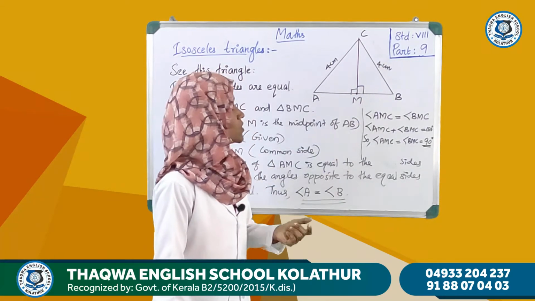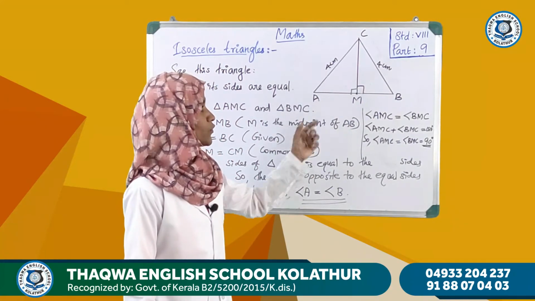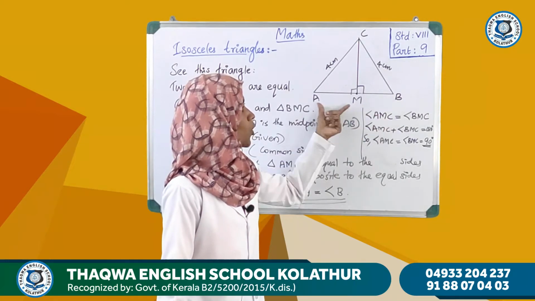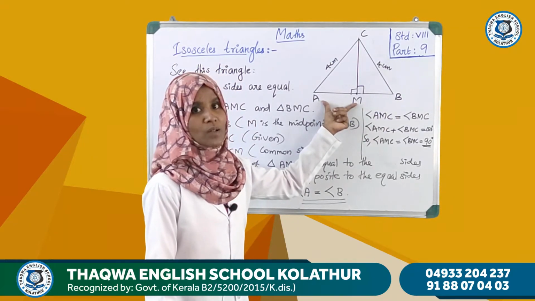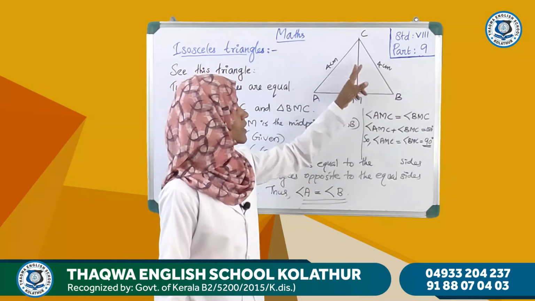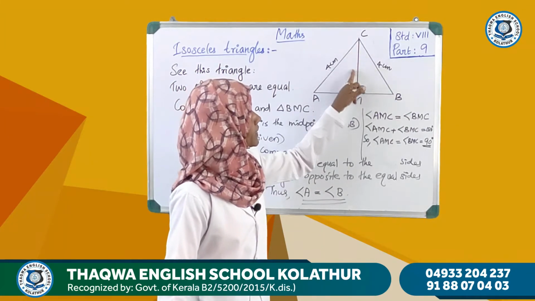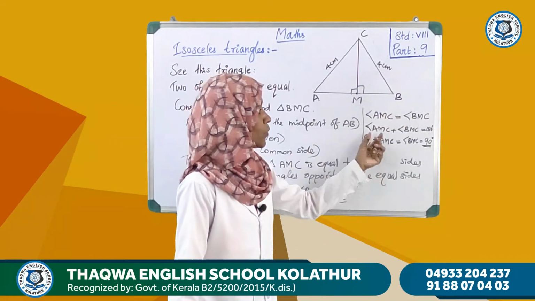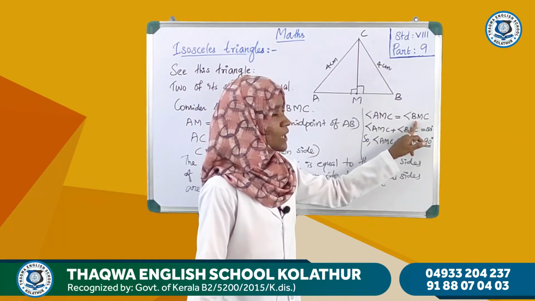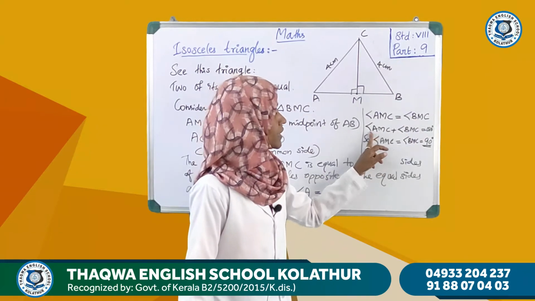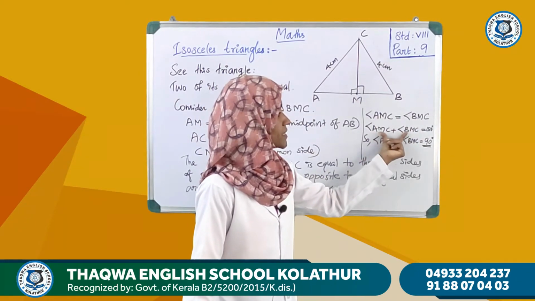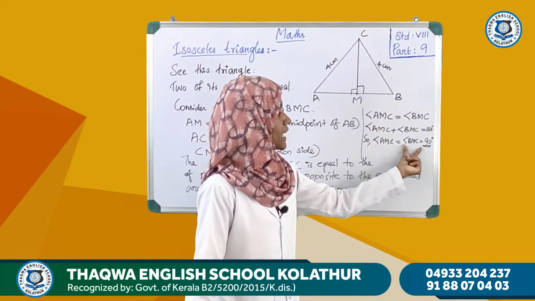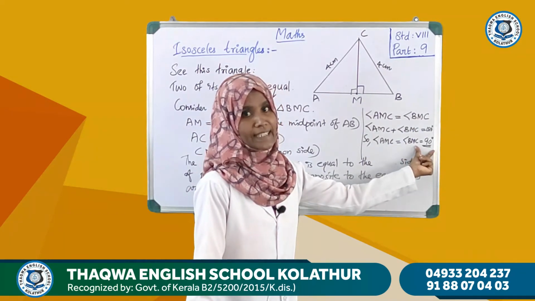Okay. So what we discussed? If two sides of a triangle are equal, then the angles opposite to the equal sides are also equal. Here the line CM is perpendicular to AB. Okay, how? Angle AMC equals angle BMC. Then they form a linear pair, that is the sum is 180 degree. So angle AMC equals angle BMC equals 90 degree.